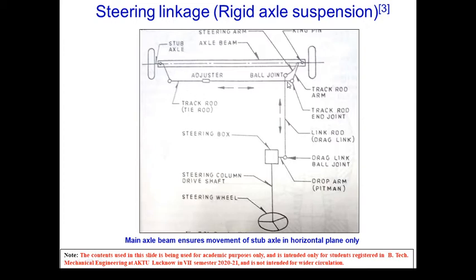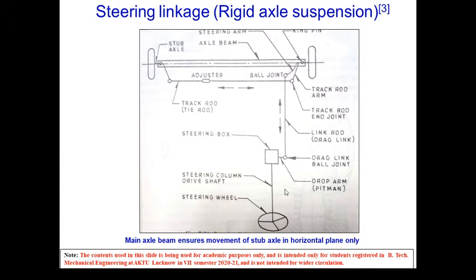This is the track rod or tie rod. This is the adjuster; we can adjust the length of this track rod. As we can see, this can translate in both directions. This is the track rod joint, which is a sort of ball joint. This is the track rod arm. This link is the link rod, known as the drag link, and this is the ball joint for the drag link. This is known as the drop arm or pitman arm. This is the steering gearbox, which we'll discuss later. Then the steering column or drive shaft, and the steering wheel.